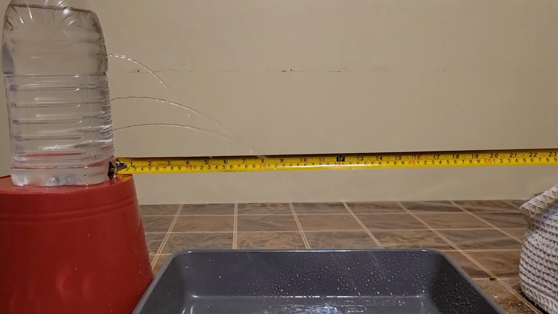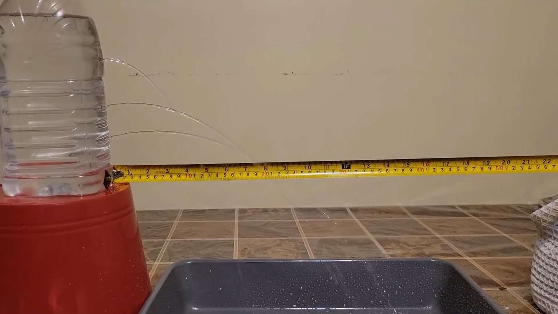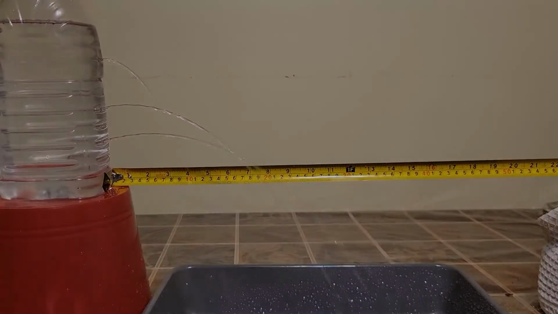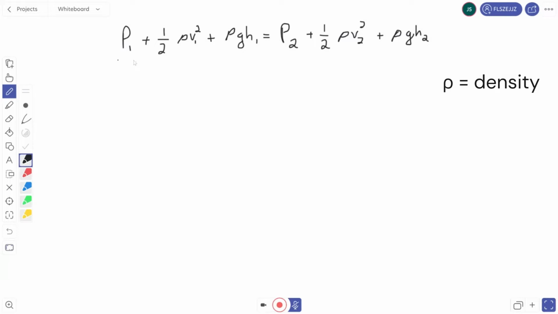So, why is this happening? What does the height of the hole have to do with the velocity? My equation has the answer. The equation gives us a relationship between the pressure, velocity, and height at any 2 points in a steady streamline flowing liquid, in our case water.